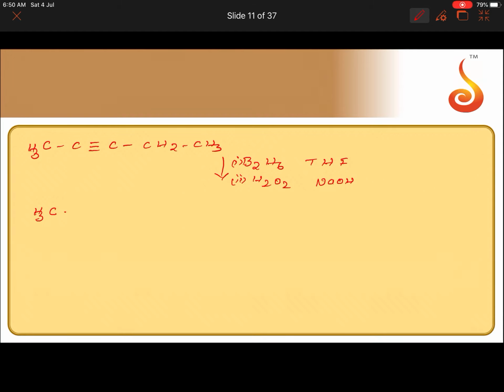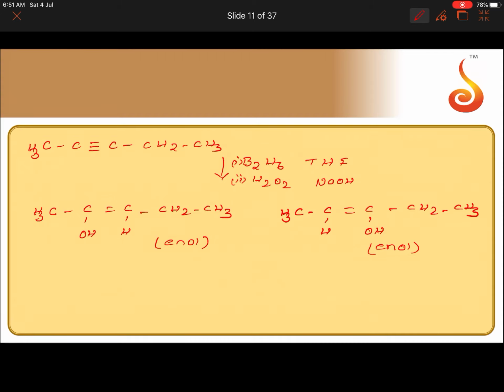So what is the product obtained? First, OH attacks the second carbon atom and H attacks the third carbon atom. You will get this one. If OH attacks the third carbon atom, H attacks the second carbon atom. We will get these two enols. The enols undergo tautomerization. This enol will give 2-pentanone, and this enol will give 3-pentanone.